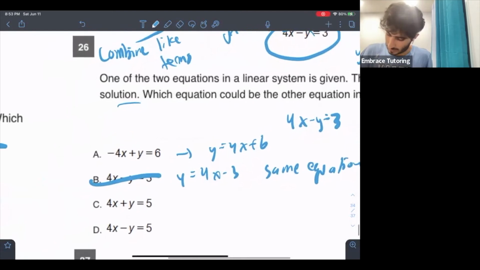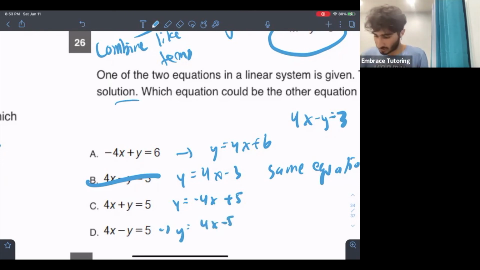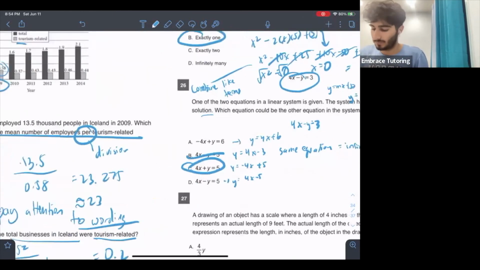We can plug in this one, which is y is equal to negative 4x plus 5, and then you can do y is equal to 4x minus 5. You can graph. That's the first equation, second equation, third equation, fourth equation. So the third equation would be choice C. And so you can just base it off your calculator, wherever it intersects once, that shows that that is the correct answer. And so based on the calculator, choice C is correct.